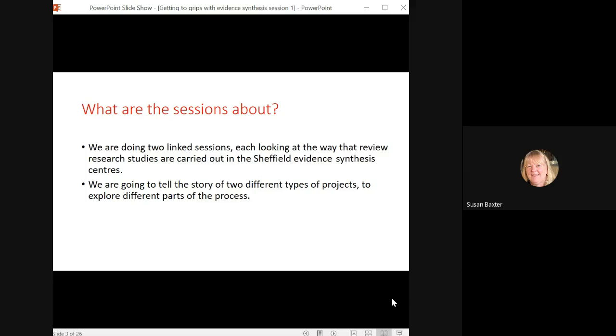And what we're going to do is tell the story of two different types of projects that we've carried out over the last couple of years, and really use those as examples to explore different parts of the review process. So each one of the sessions is going to use one of these projects as a case study to actually work through.